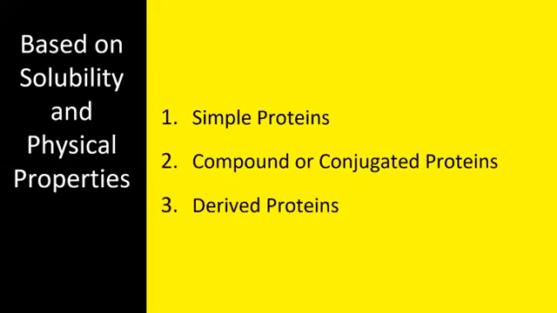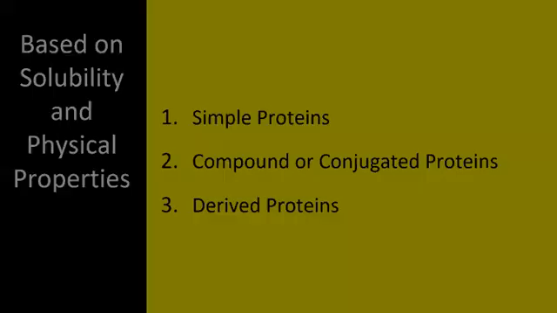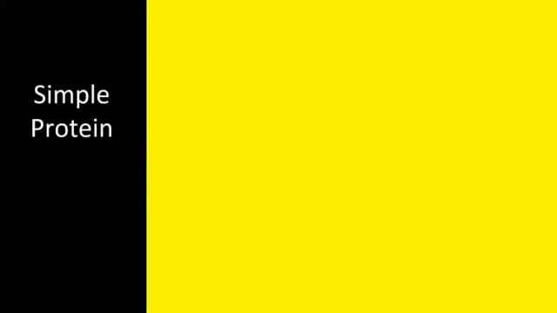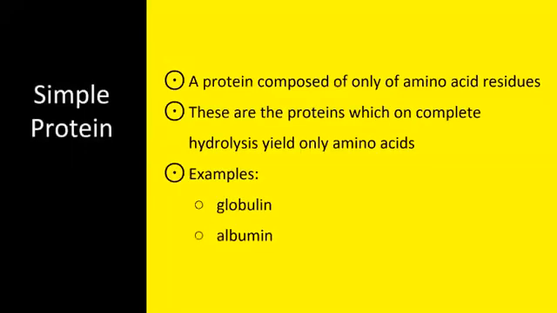So we have three. The first one is the simple proteins. The second one is our compound, or we can term that one as conjugated proteins. And the third class is the derived proteins. So let's start describing the simple protein.